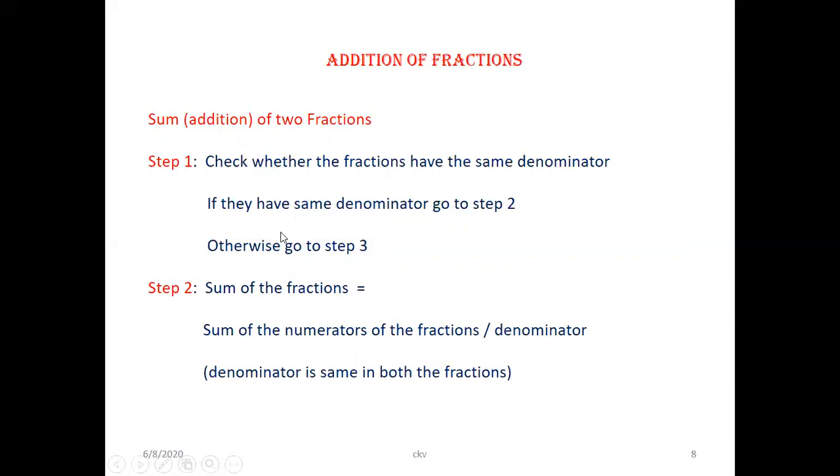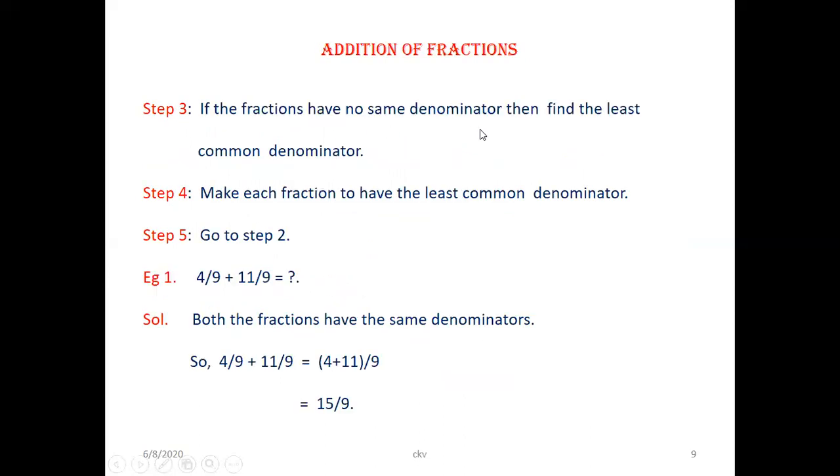So now you are adding two fractions. The very first step is you check whether the fractions have the same denominator. If they have the same denominator, you just sum the numerators to get the numerator of the sum, over the denominator. Now, if they do not have the same denominator, in that case you have to first find the least common denominator. How will you do that? An example is given here.